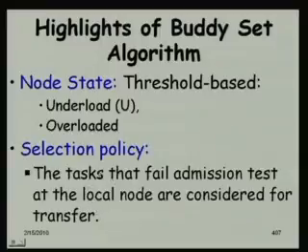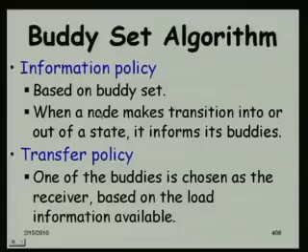A task on arrival is checked whether locally it can be handled; otherwise it checks the information about the buddy nodes, the buddy set, which are underloaded nodes, and tries to transfer the task. The information exchange policy is based on the buddy set, and the buddies are informed only when there is a change in the status of the node. And the transfer policy is, one of the buddies is chosen as the receiver, and it transfers the task.